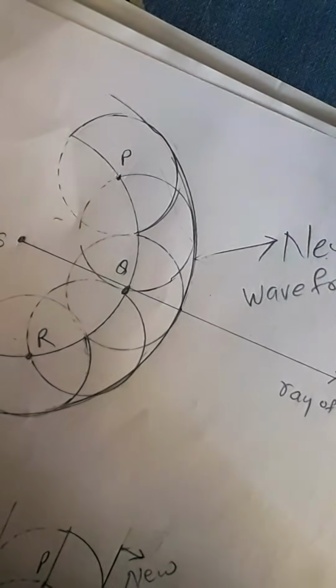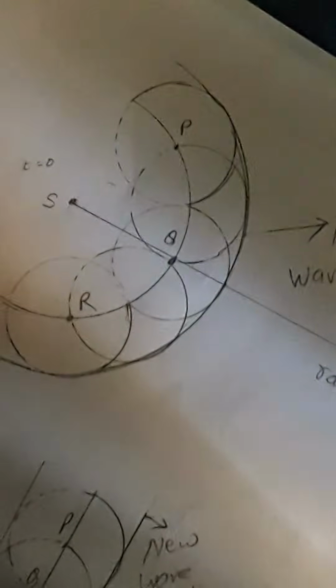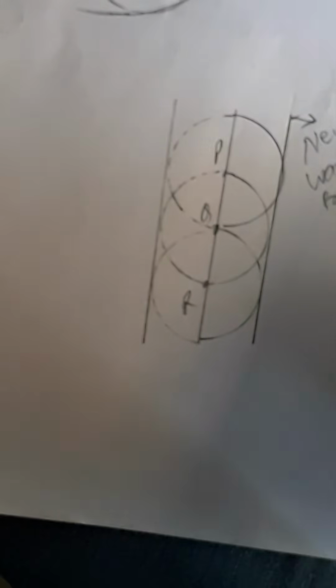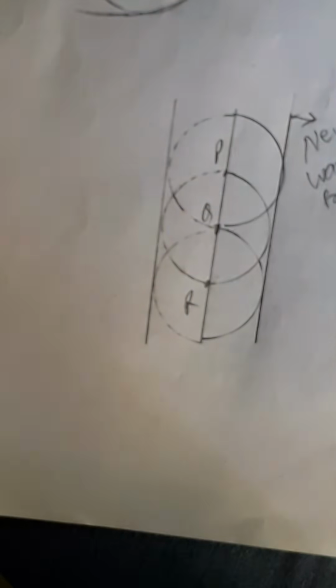That is one part. Next part, we have the plane wavefront. Plane wavefront means a linear source of light. So we have a linear source of light. Now for the linear source of light, again we take points P, Q and R.